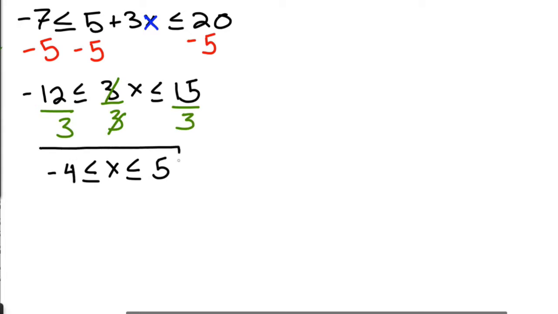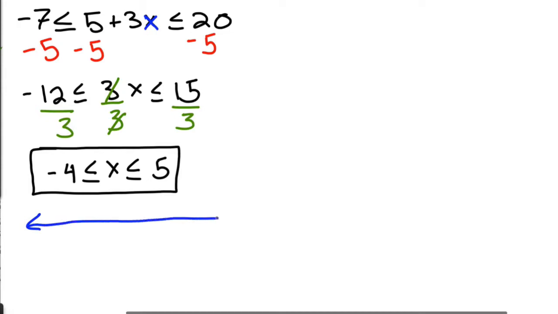So this is what your solution is. Now, if you want to write this in interval notation, I would write it in graphical notation first, actually, and you'll see why in a minute. So let's say I put my graph here, and I have negative 4 here and then 5 here.